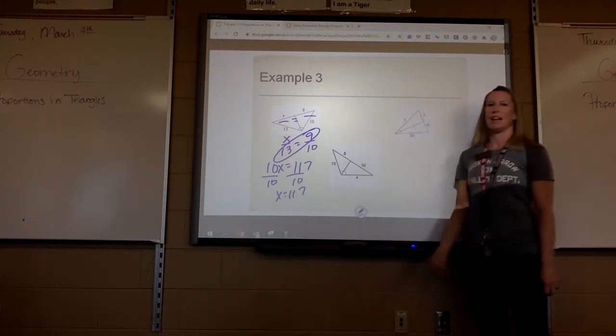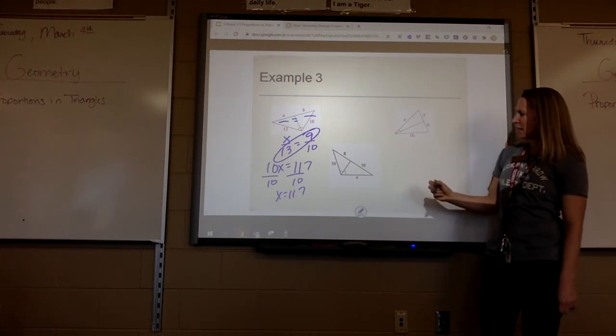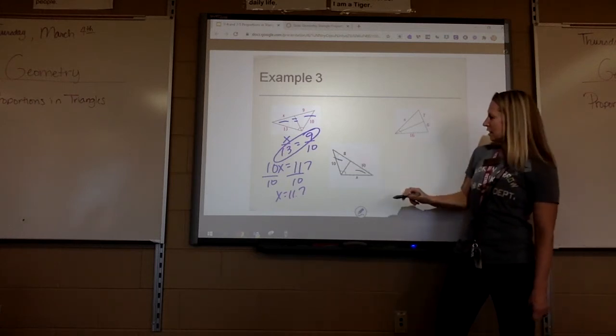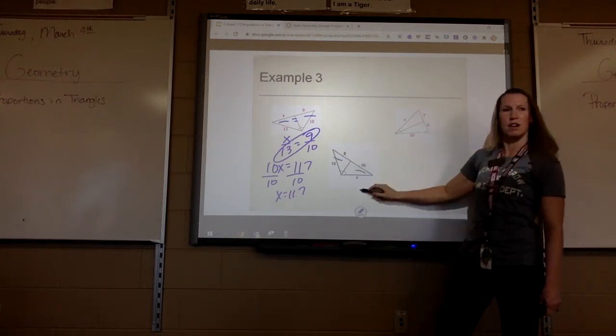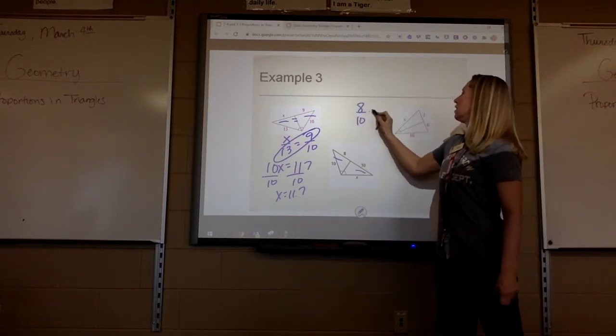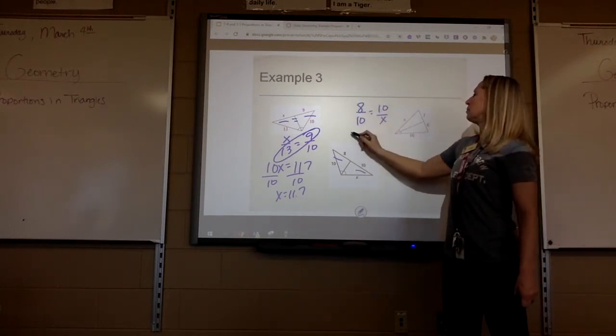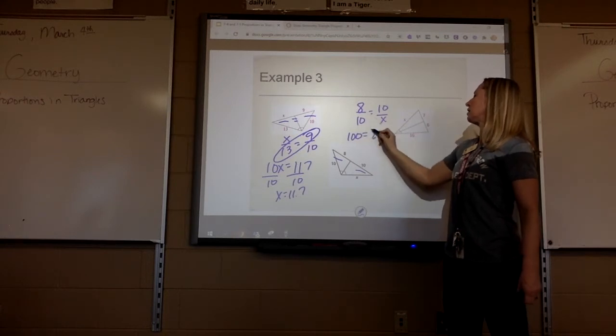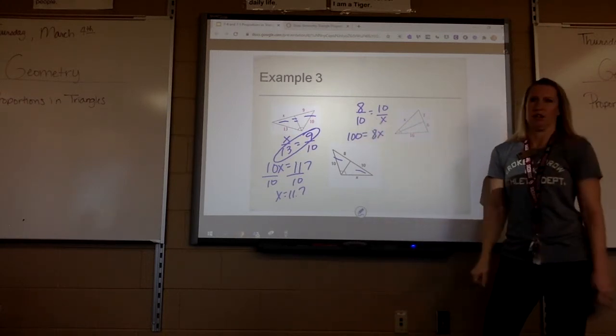11.7. Okay, do you see it like this? 8 over 10, 10 over x. So 10 times 10 is 100, 8 times x is 8x, and then 100 divided by 8.